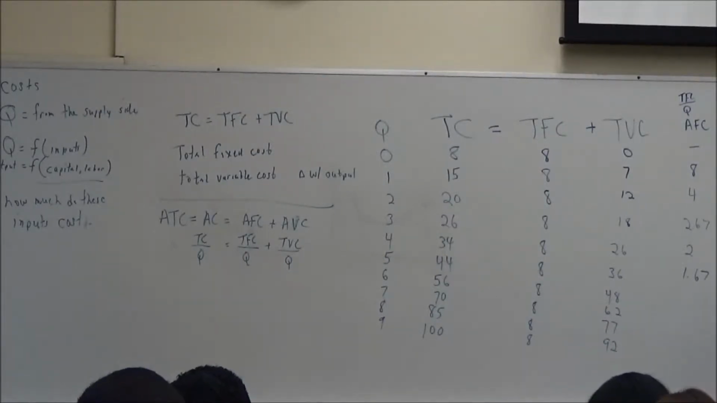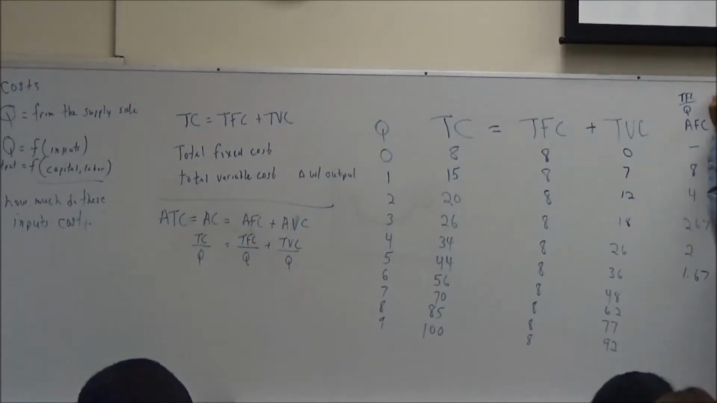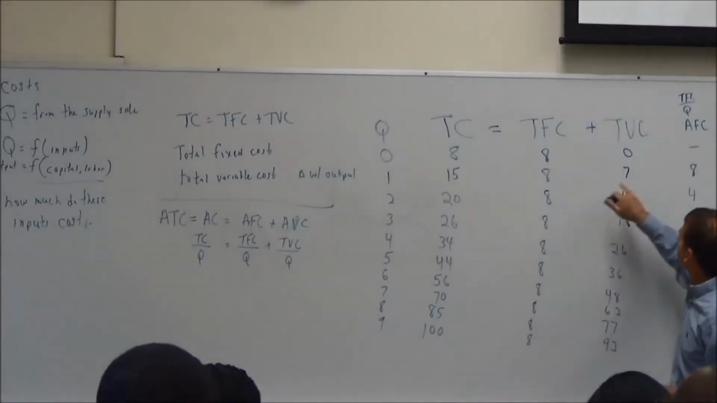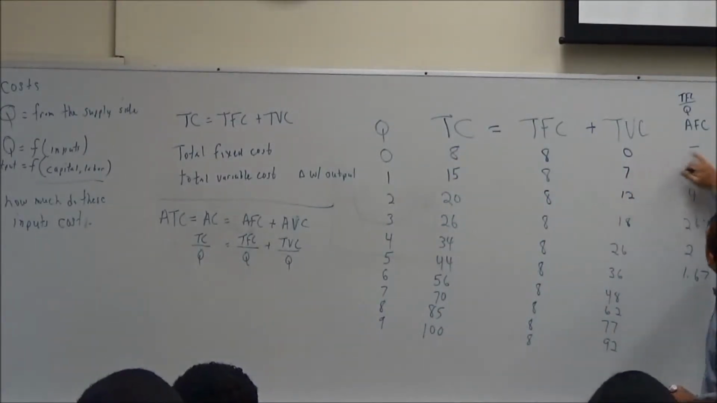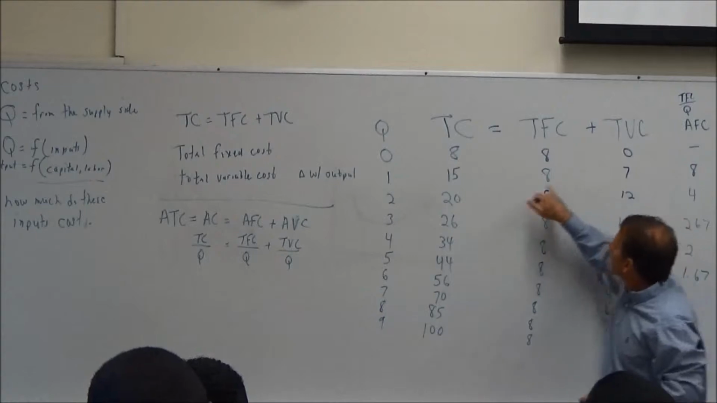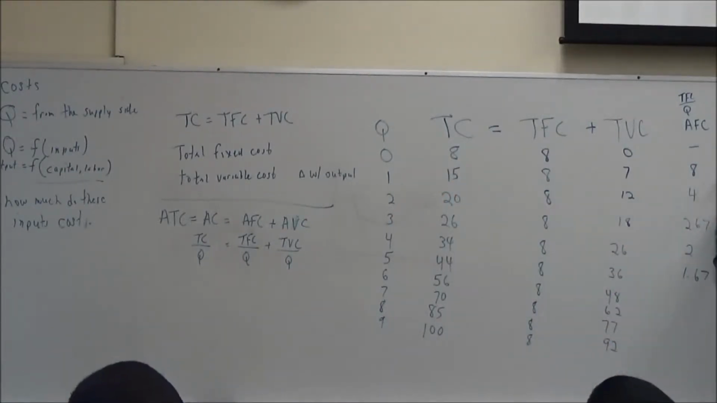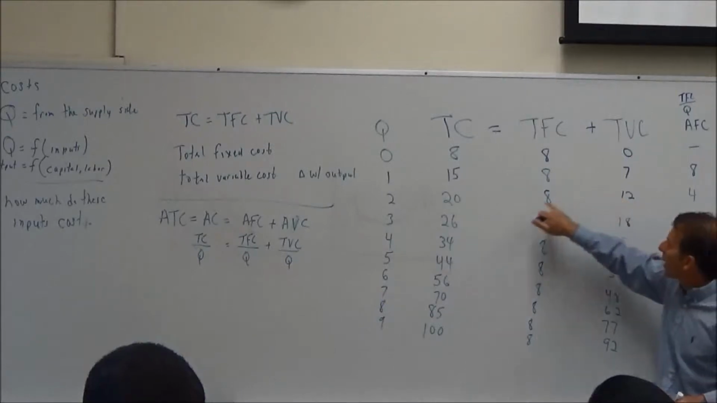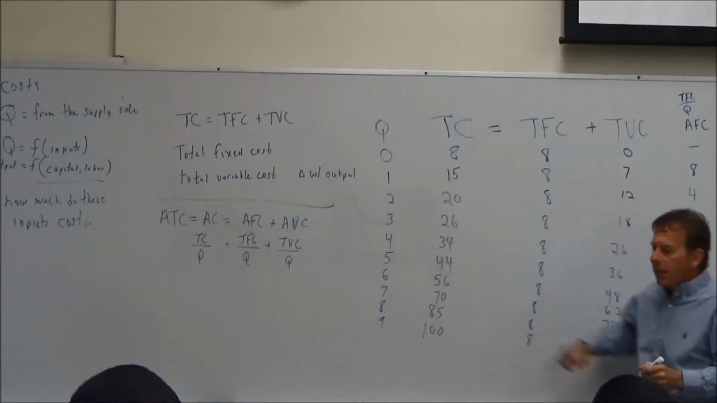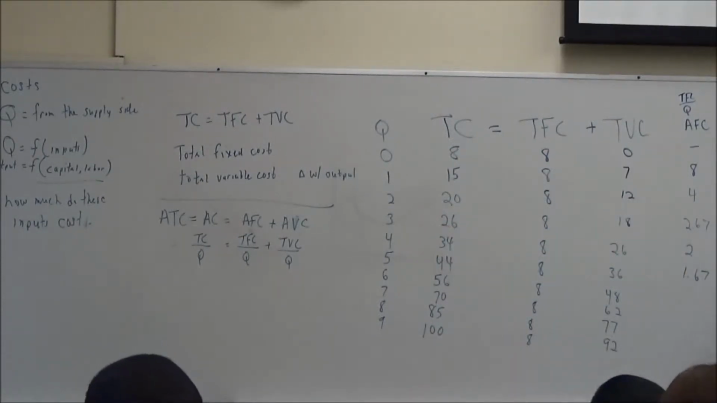Now let's do the average variable cost. It's going to be the total variable cost over Q. So you take the total variable cost, this number here, and you divide it by the quantity. The first unit you can't do because there's a 0 in the denominator. But then 7 divided by 1 will give you a 7. And then 12 divided by 2 gives you 6. And 18 divided by 3 is 6. You guys see where I'm getting these numbers from? Yes or no?